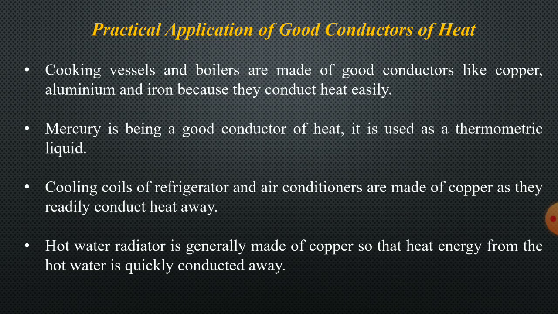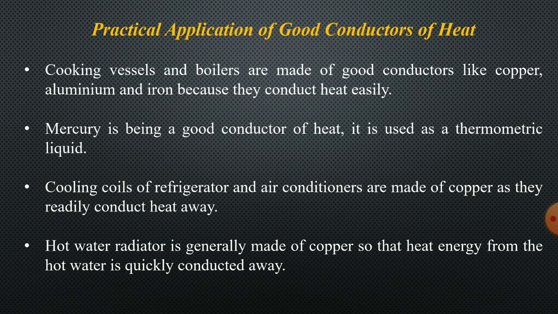So students, now the practical applications of good conductors of heat. I think you are all familiar with the first point, which is the cooking vessel. You have visited your kitchen and cooked something, so you have all felt this. Cooking vessels and boilers are made of copper or aluminium, and sometimes iron. These metals are obviously good conductors. They can conduct heat easily, and that's why your food cooks faster.